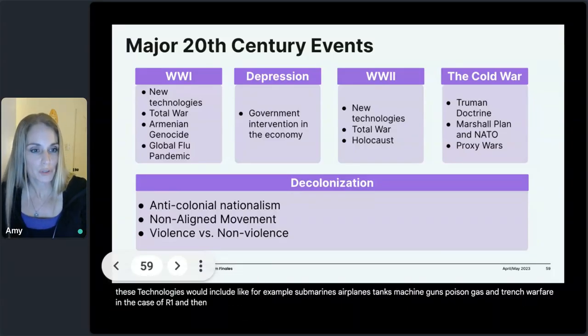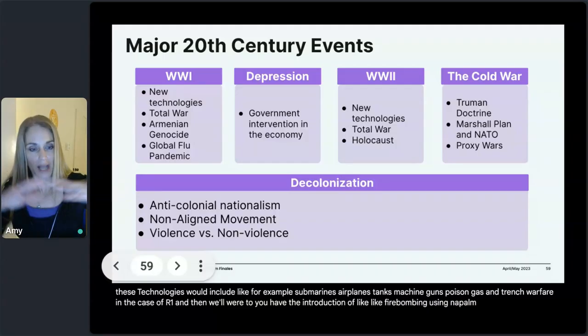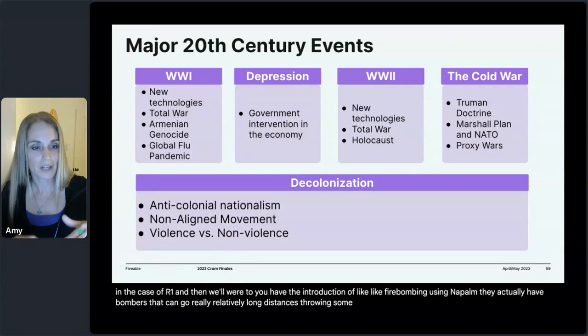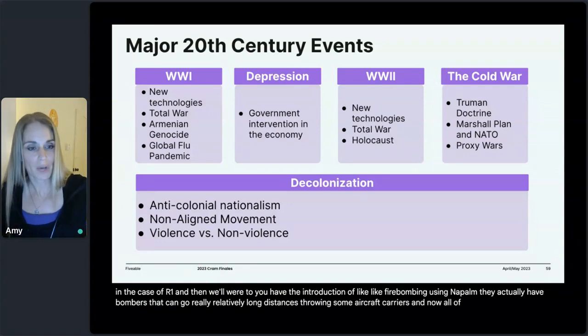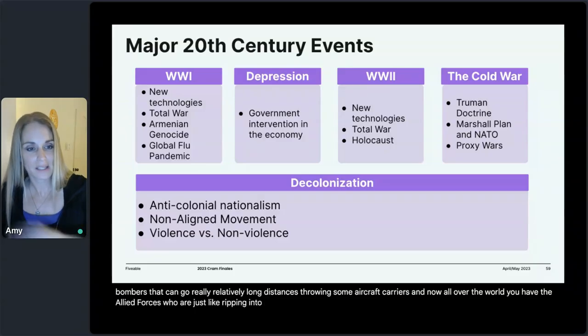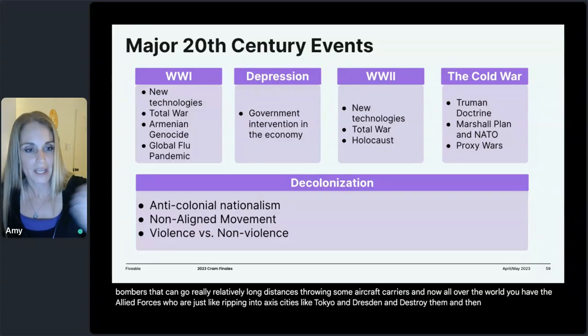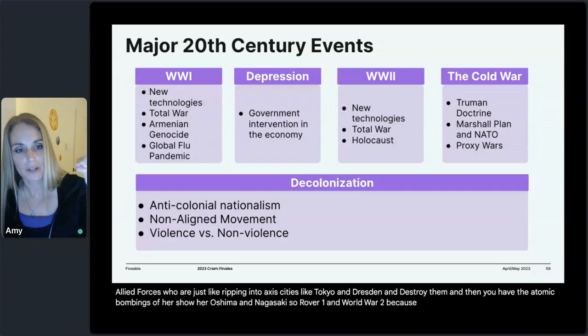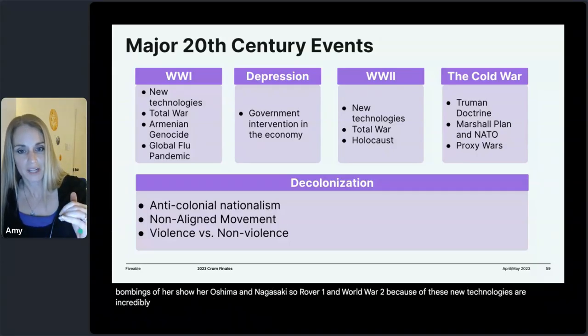And then in World War II, you have the introduction of firebombing using napalm. They actually have bombers that can go relatively long distances, throw in some aircraft carriers. And now all over the world, you have the Allied forces ripping into Axis cities like Tokyo and Dresden and destroying them. And then you have the atomic bombings of Hiroshima and Nagasaki. So World War I and World War II, because of these new technologies, are incredibly destructive.